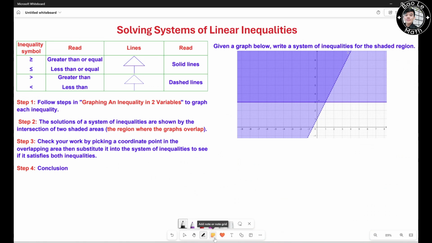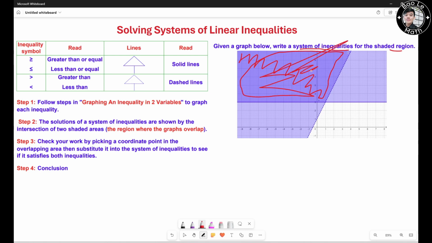Now let's move on to the next example. Given a graph below, draw a system of inequalities for the shaded regions. So you know that this region right here is a solution to the system of inequalities, right? Alright, so how do we write the system of inequalities given the graph? We start from the first line right here, the horizontal line. Because the horizontal line right here is shaded above, right? And this is a solid line, so the inequality must have the equal sign, right?